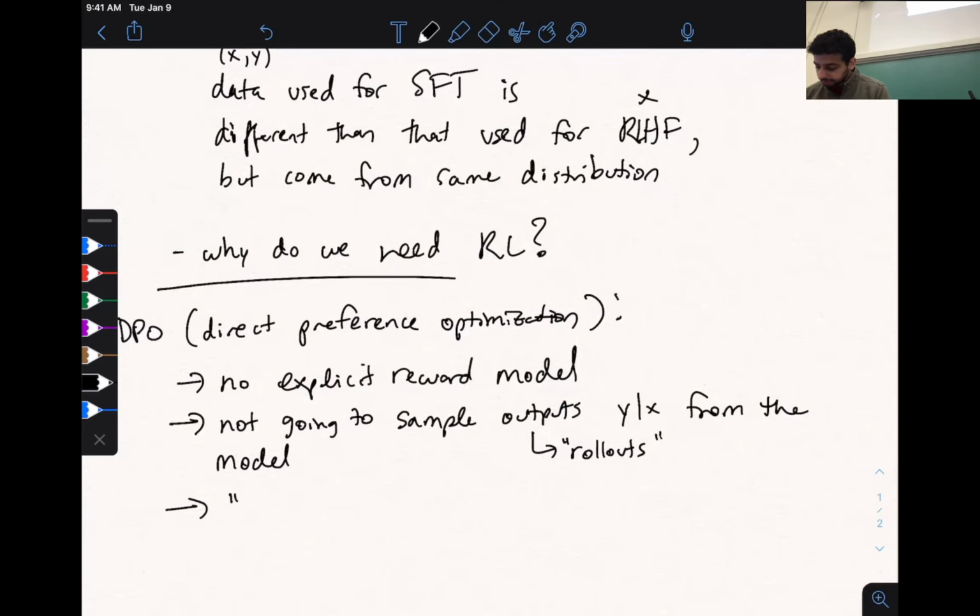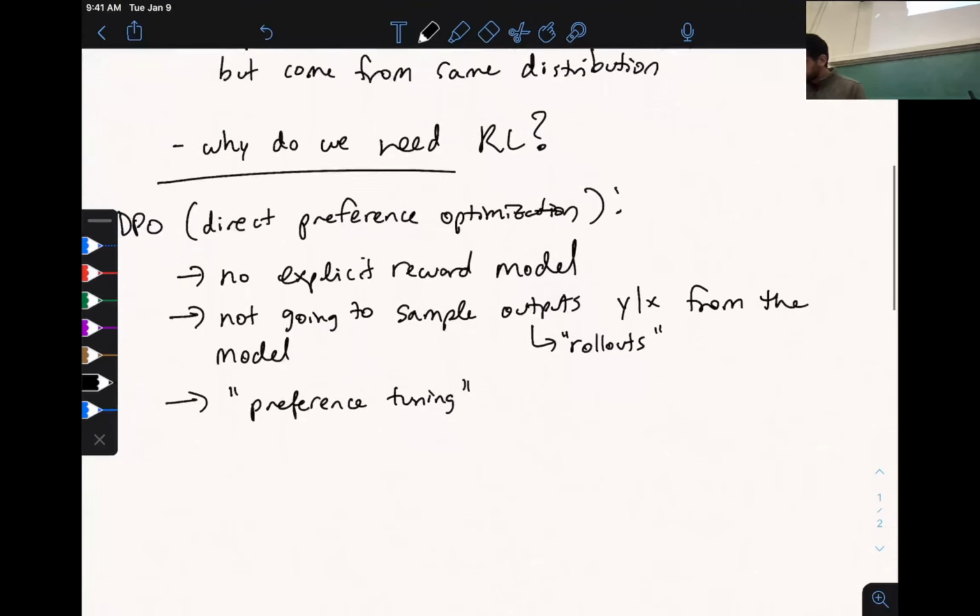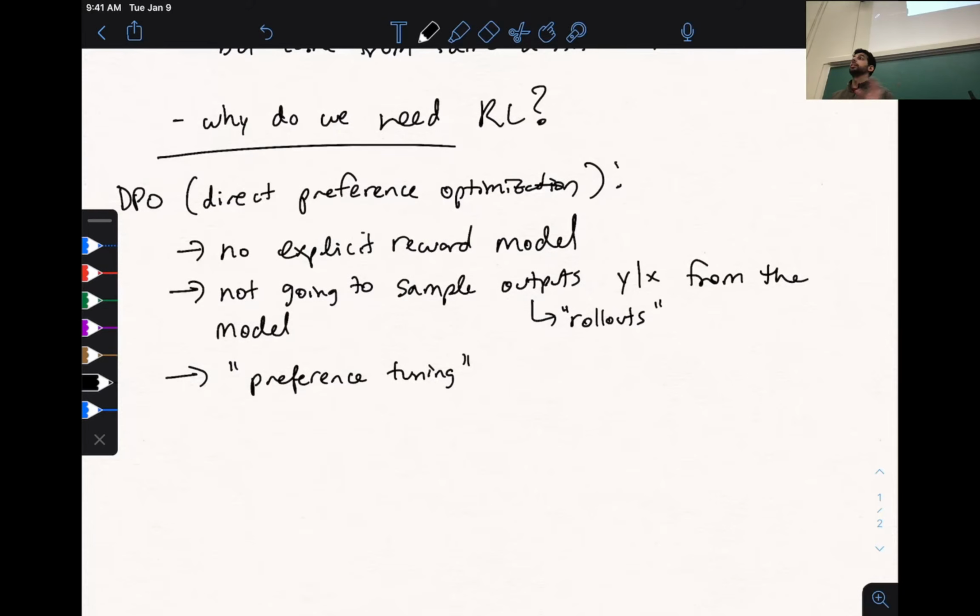So DPO is one of an emerging class of methods that are basically called preference tuning or preference fine-tuning. It's just a different approach to fine-tuning your language model that takes into account the human preference judgments that you have. And so now we're going to just look at the derivation, very rough derivation of DPO. It would probably be too long to do this fully in a class, but hopefully you can get the idea of what is actually going on.